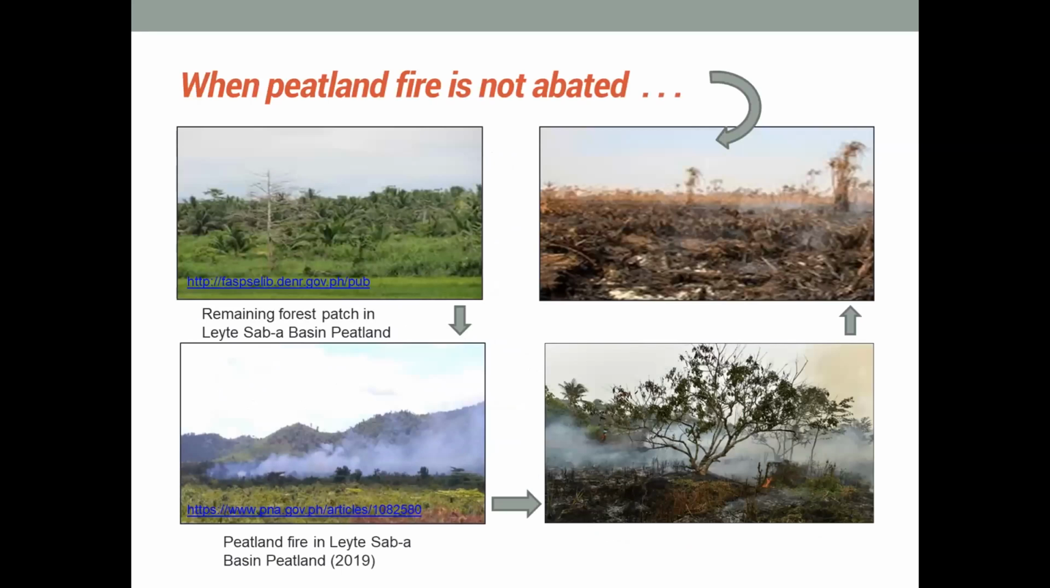So why talk about peatland fires? You can see in one of the pictures, this is a picture of the remaining forest patch in Leyte Sab-a Basin Peatland. Sometime last year, peatland fires occurred in Leyte Sab-a Basin Peatland. And if this is not abated, if this is not controlled, it could lead to this, towards the right side. You will see the destruction really caused by peatland fires.